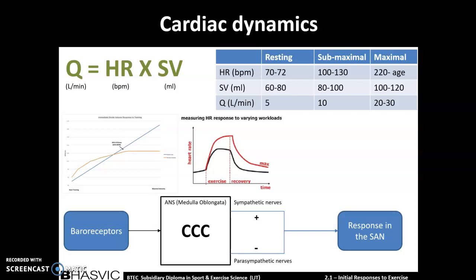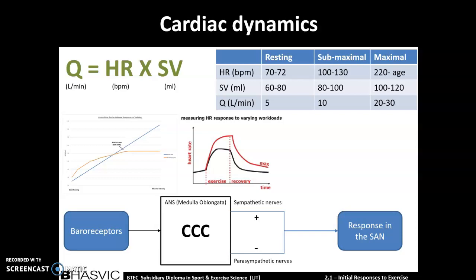And when there's a high blood pressure, there's a high stretch. So if there was high blood pressure, the CCC would then try to lower that blood pressure. So it would send an impulse down the parasympathetic nerves, which would go to the SAN and inhibit the rate at which it's sending impulses to cause the heart to beat.